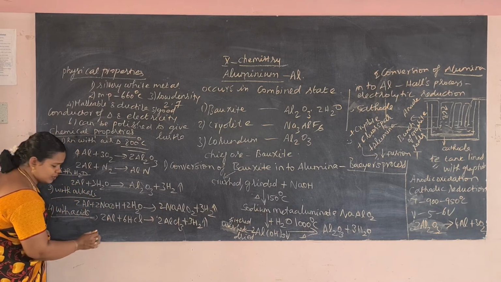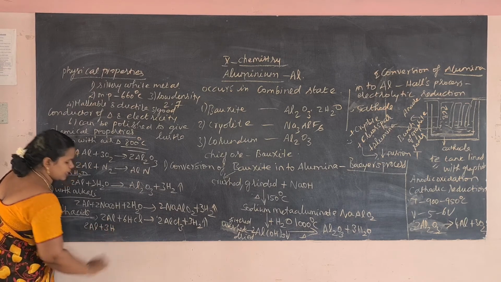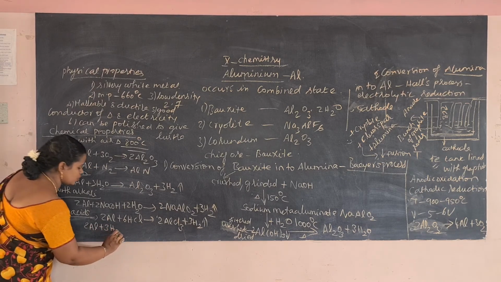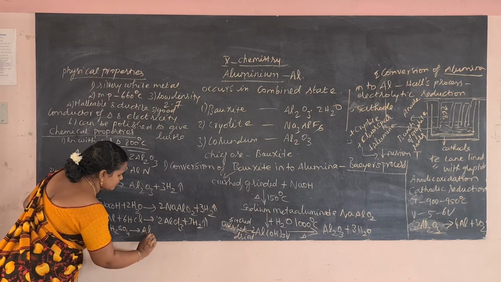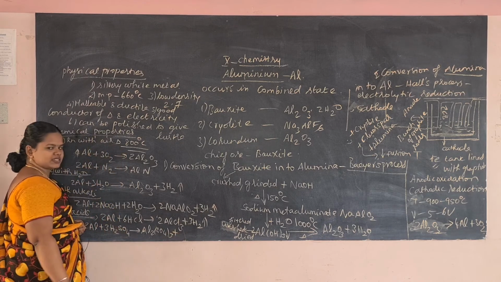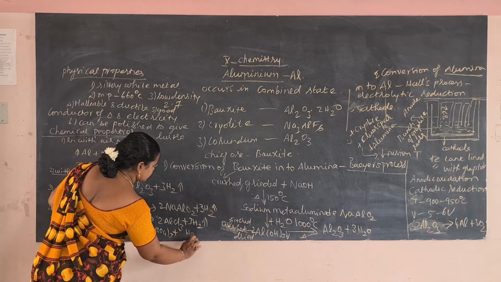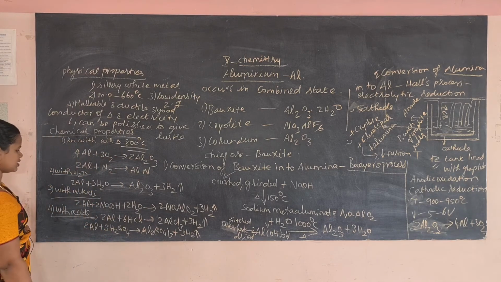Then with dilute sulfuric acid, what happens? With dilute sulfuric acid, formula H2SO4, it forms aluminium sulfate, Al2(SO4)3, plus hydrogen gas is liberated.